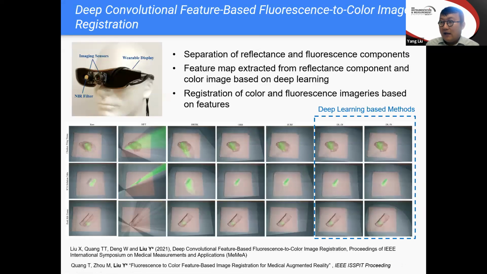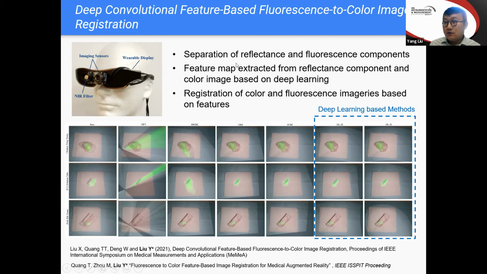So far we have established how we can overcome motion artifacts. In a surgical situation, in addition to the function of fluorescence, the surgeon is also interested in visualizing the surgical field, the structure information, which can be provided through color imaging. So how do we combine color imaging and fluorescent imaging? One of the new ways to do that is through feature-based image registration.